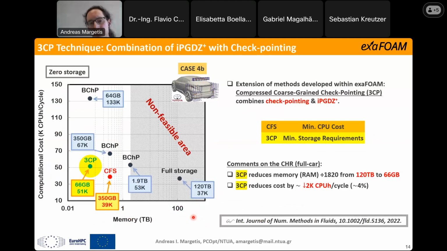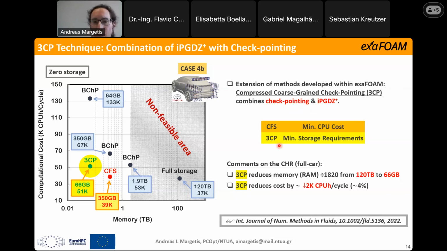Somebody may wonder at this point why we don't combine the lossy compression techniques with checkpointing. Over and above the work that we did in exaFOAM, we will present you here a new technique, which is referred to as the compressed coarse-grained checkpointing technique, or 3CP, which does exactly that. It combines checkpointing with IPGDZ+.